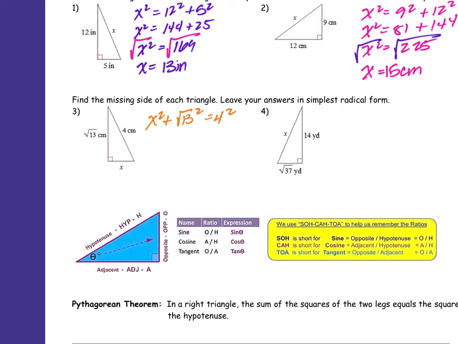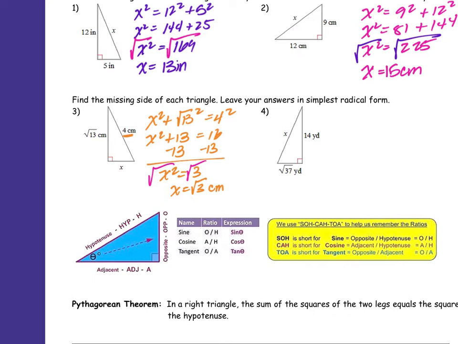Remember the hypotenuse is the one that's by itself. It's the two sides squared added together equals the hypotenuse squared. So then I've got x squared plus 13 equals 16. Subtract 13. X squared equals 3. Square root. X equals the square root of 3 inches. Oh, no, not inches, sorry. That would be centimeters.